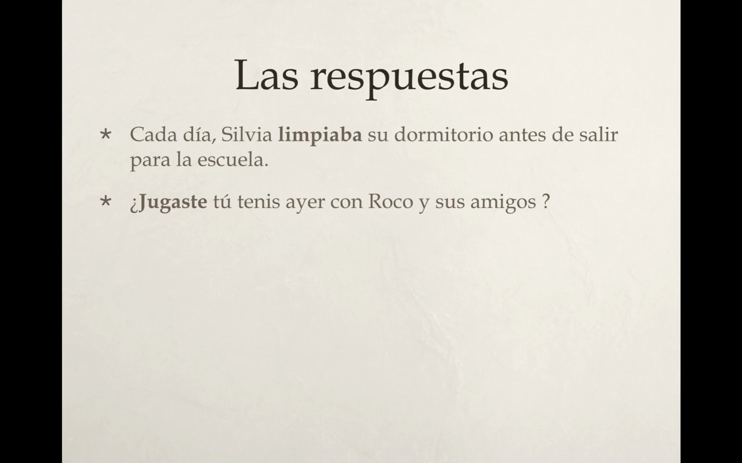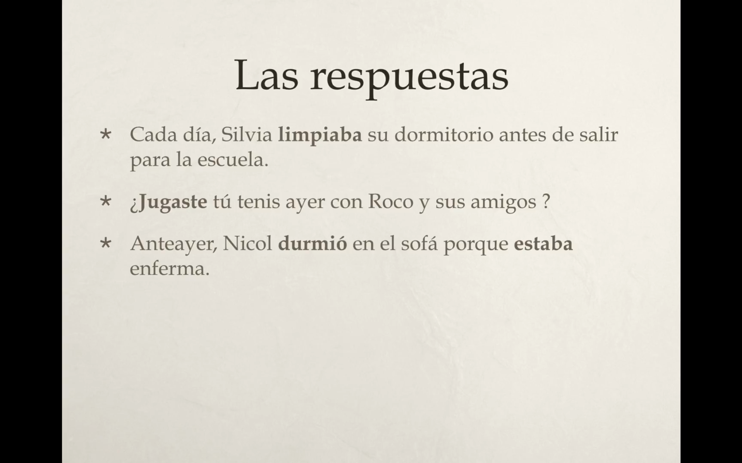Did you play tennis yesterday? Yesterday is a keyword. Ayer. Anteayer, another keyword. The day before yesterday. Durmió. Nicole durmió en el sofá porque estaba enferma. You're going to see that in this sentence you're saying Nicole slept on the couch because she was sick.